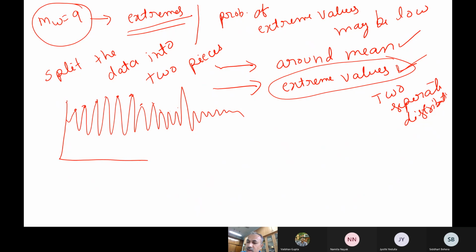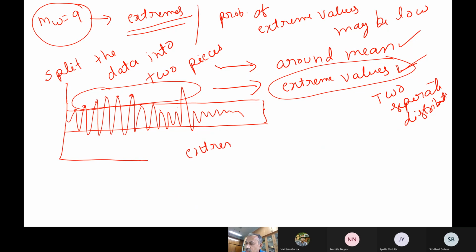Or you may have to decide on a threshold. The data around the mean, below the threshold, follows some distribution, and the values above the threshold, maybe 4 or 5 points, you fit with another type of distribution. This is what we call extreme value theory. There are two theorems for extreme values. The extreme values follow another distribution.